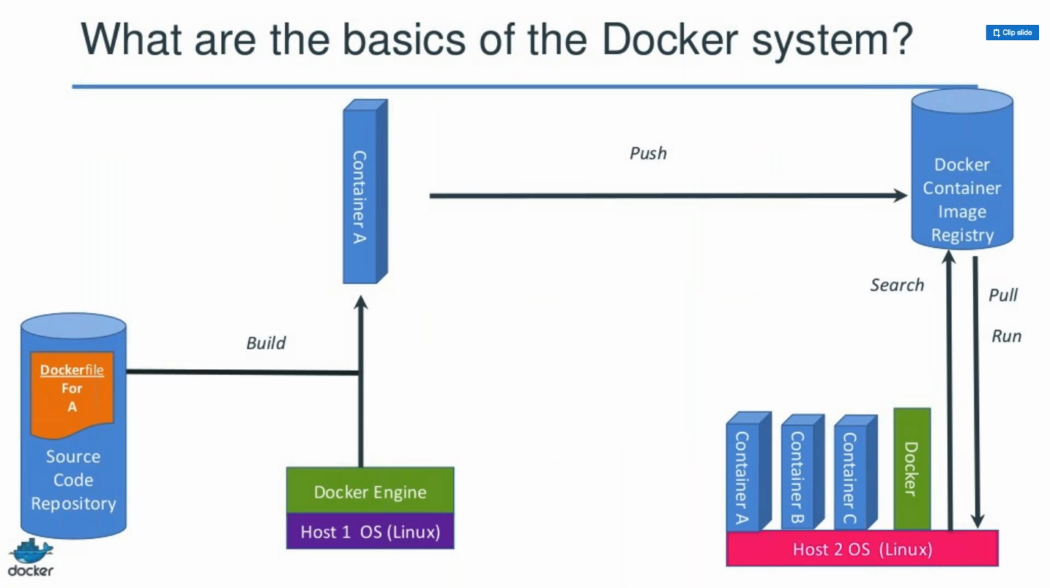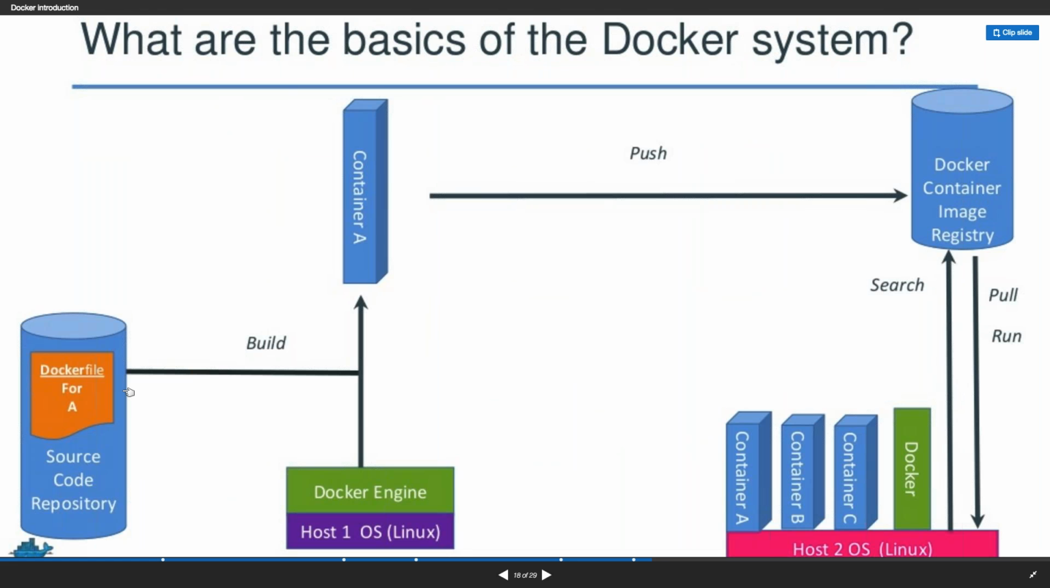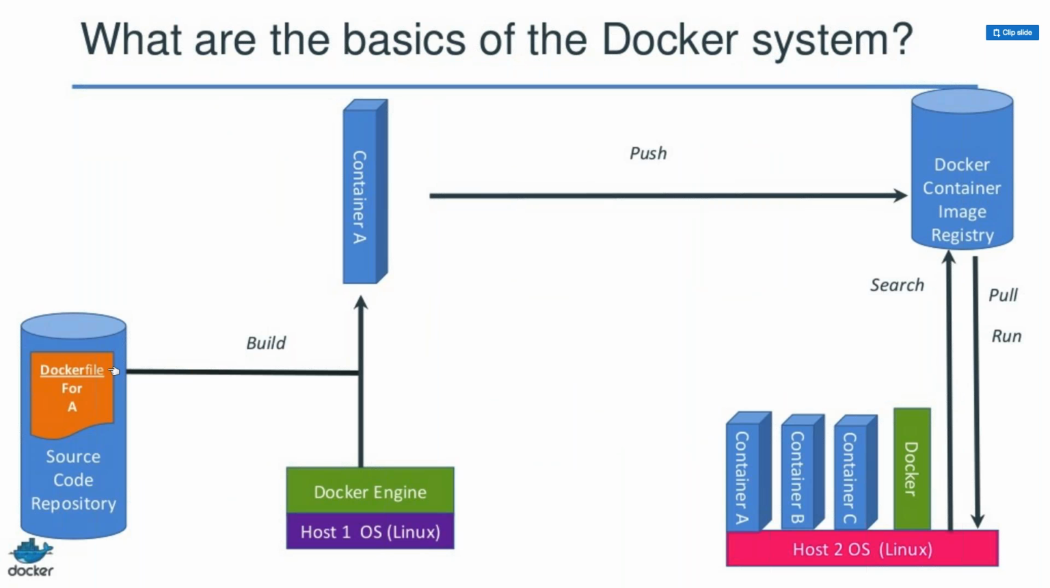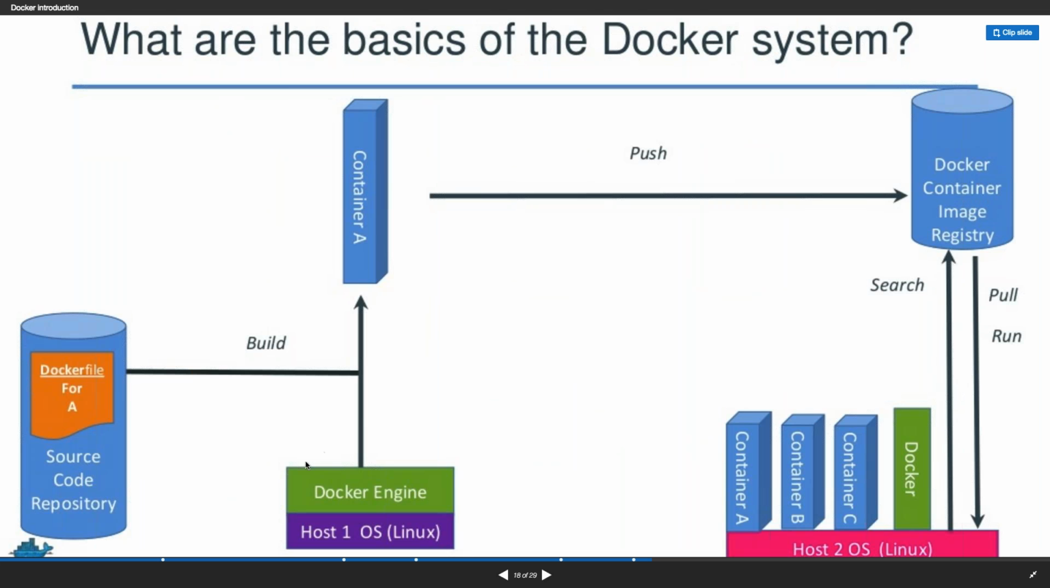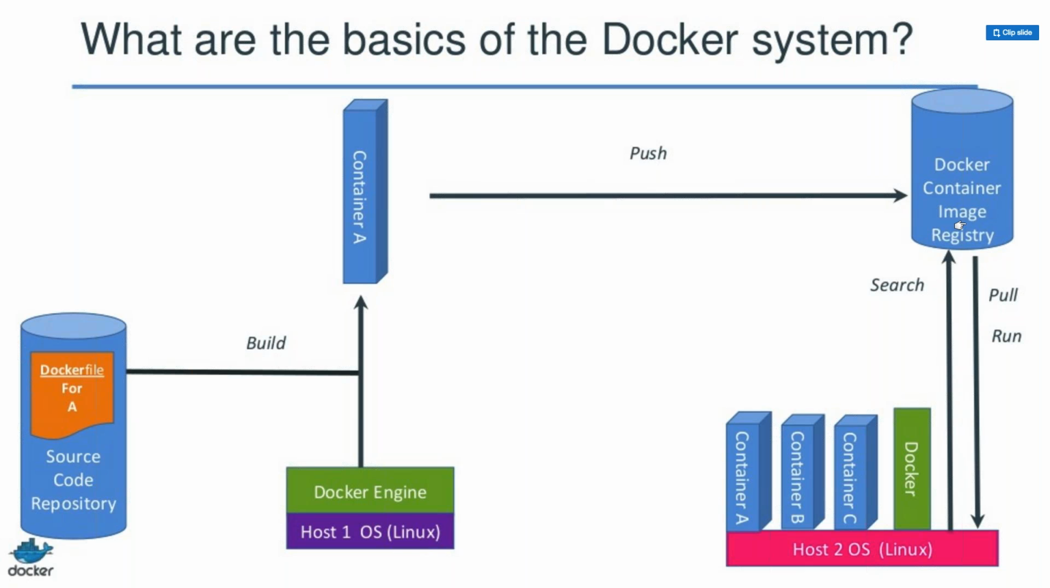So the basics are this: you have a Docker file, okay, in your source code repository, and the engine will basically build it as a container and then push it to the registry. So far, you're using the public Docker registry. Remember we talked about the registry? You don't have to use a public registry. You can use a private one.